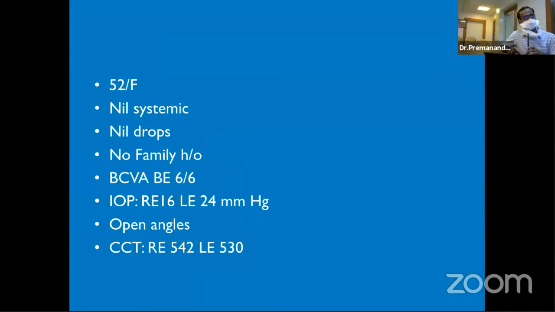Yeah, I'll start with the case scenario. It's a 52-year-old female who came for a routine checkup, and her best corrected visual acuity was 6/6 in both eyes. Her IOP was 16 in the right eye and 24 in the left eye. Her angles were open, and her central corneal thickness was average.